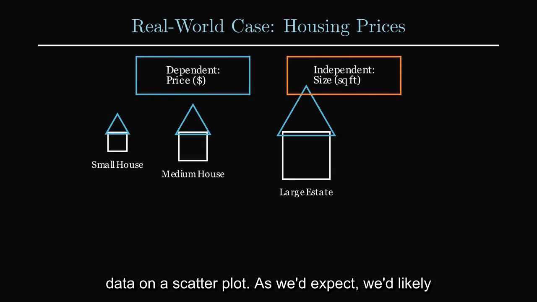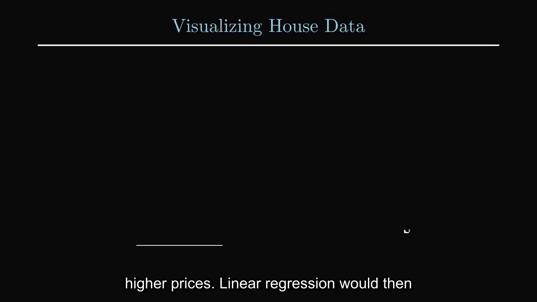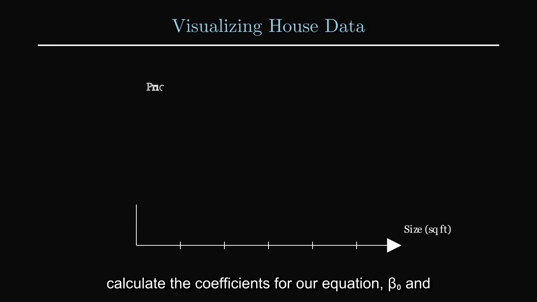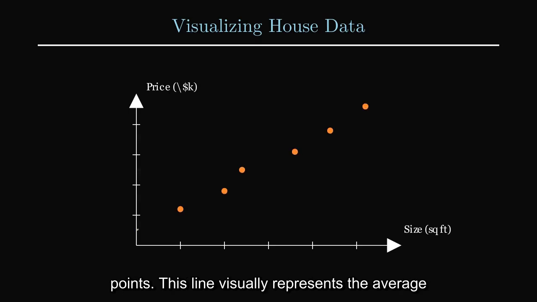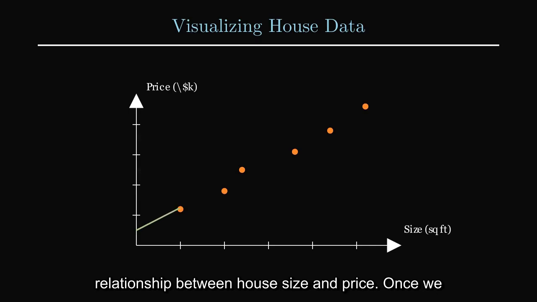As we'd expect, we'd likely see a general trend where larger houses tend to have higher prices. Linear regression would then calculate the coefficients for our equation, beta zero and beta one, drawing the line of best fit through these data points. This line visually represents the average relationship between house size and price.